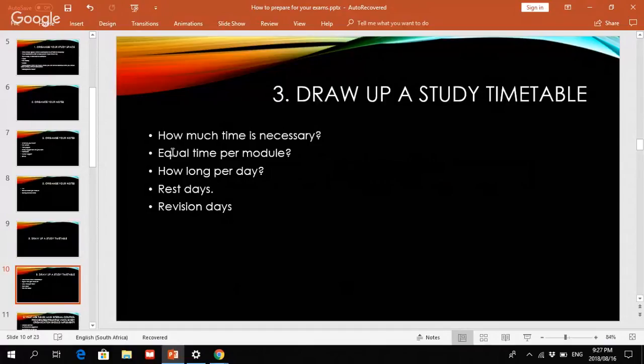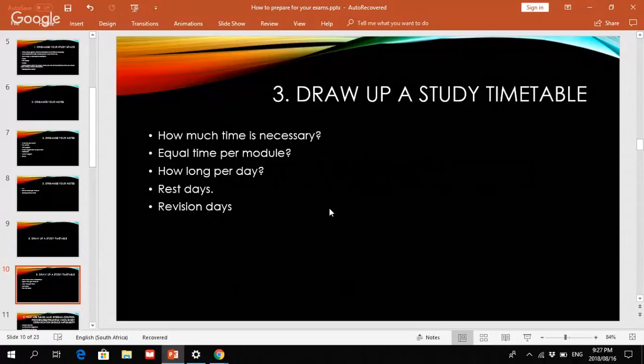Another question we often get asked is, should you spend an equal amount of time per module? Not really. I wouldn't say that you need to. I didn't follow that approach. I spent more time on the modules which I was weaker on. The modules which I knew I was quite strong in, that was more like revision for me, because I knew that I had a proper grip on that module. I had a proper understanding of it.